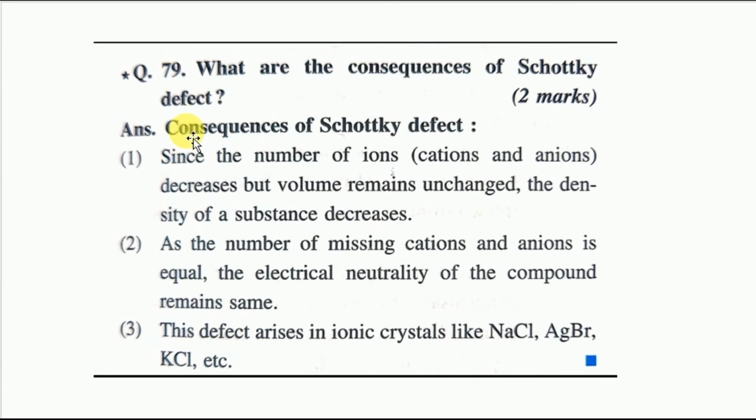Next question is, what are the consequences of Schottky defect? So your answer is, first, since the number of ions, cations and anions decreases but volume remains unchanged, the density of a substance decreases. Second point, as the number of missing cations and anions is equal, the electrical neutrality of the compound remains the same. Third point, this defect arises in ionic crystals like NaCl, AgBr, KCl, etc.